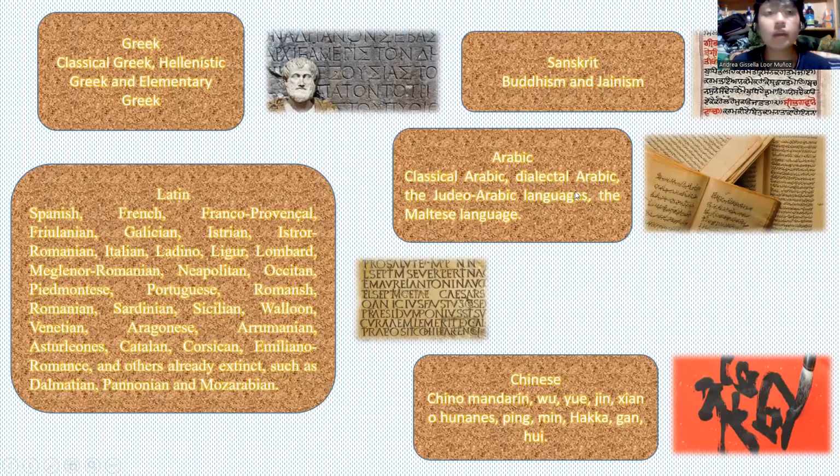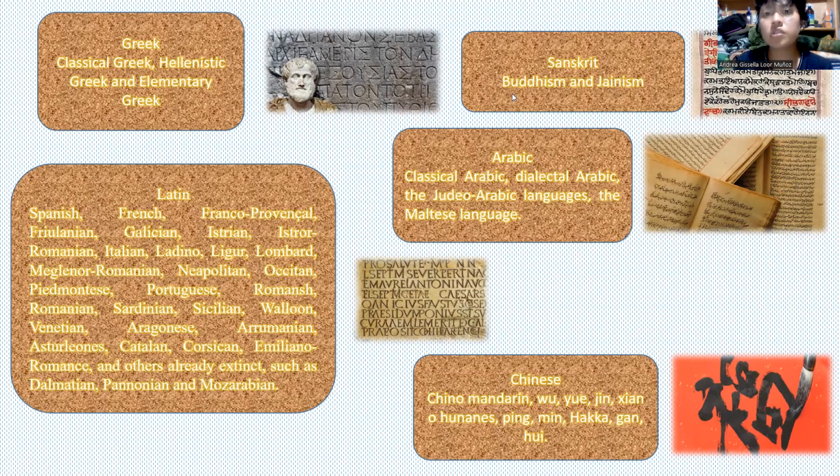Here we have the languages that belong to each related group. First, we have Greek. In Greek, we have Classical Greek, Hellenistic Greek, and Elementary Greek. In Latin, we have a lot of languages. For example, we have Spanish, French, Franco-Provençal, Galician, Istrian, Italian, Ladino, Ligurian, Lombard, Neapolitan, Occitan, Portuguese, Romansh, Romanian, Sardinian, and among others.